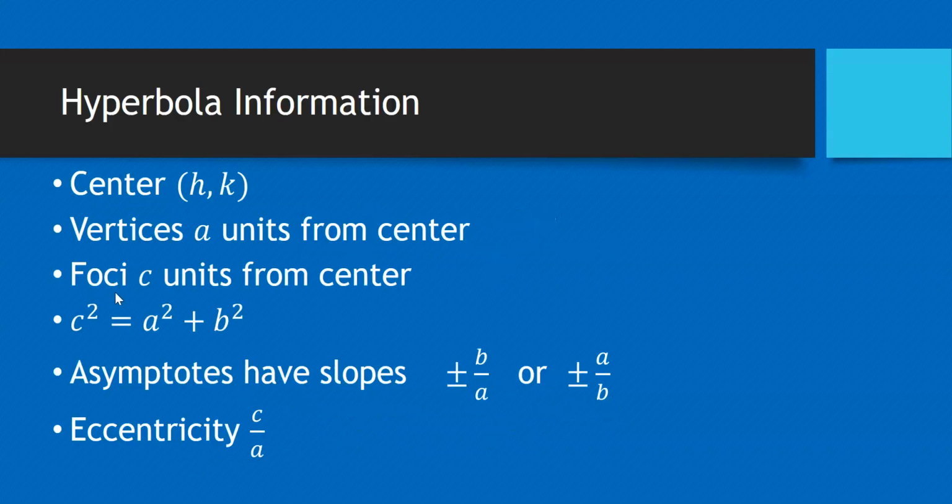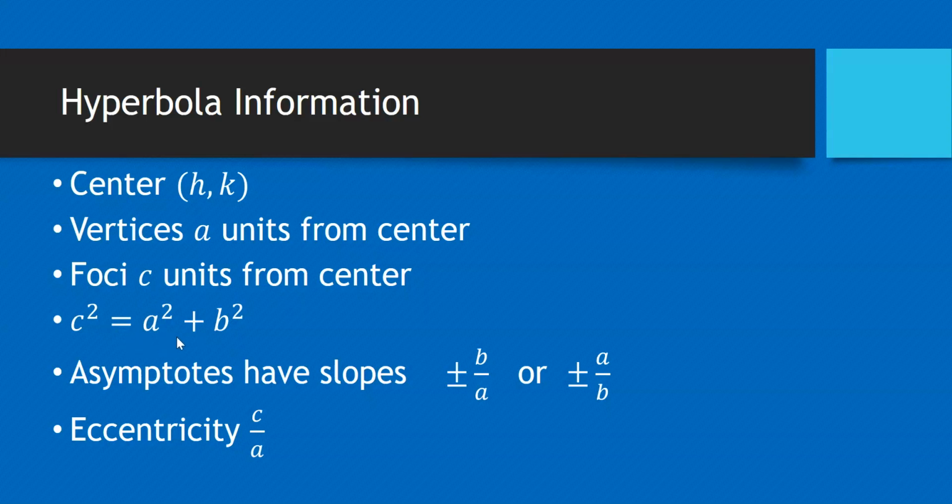The same thing with the foci. They're c units from the center, and it's always whatever the x or y is a piece of in the positive component. If x is a piece of the positive component, then the foci are going to move in the x direction from the center, and vice versa if y is a piece of the positive component.